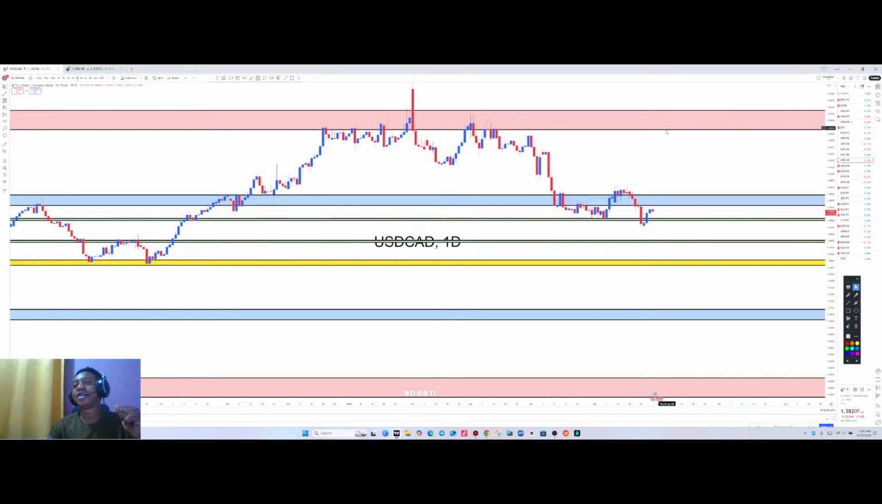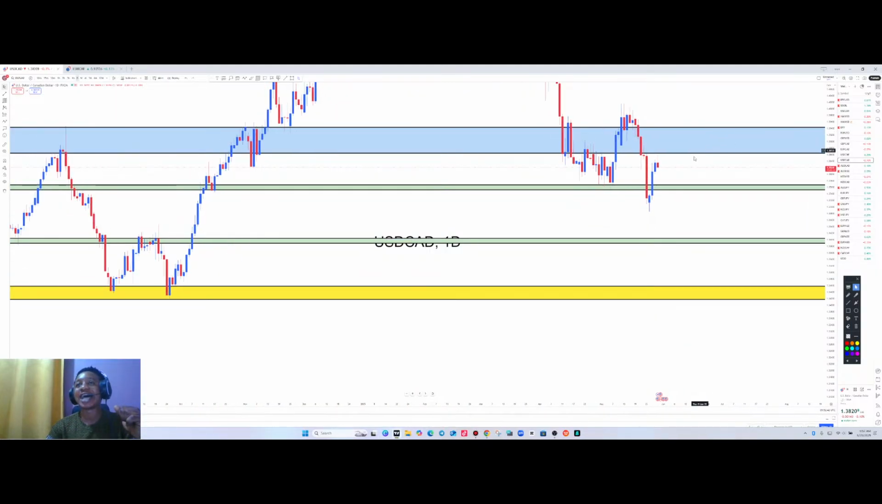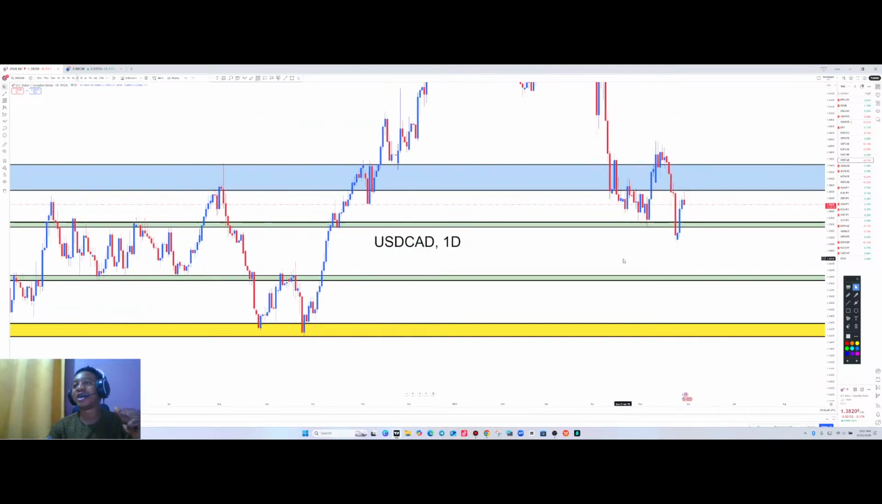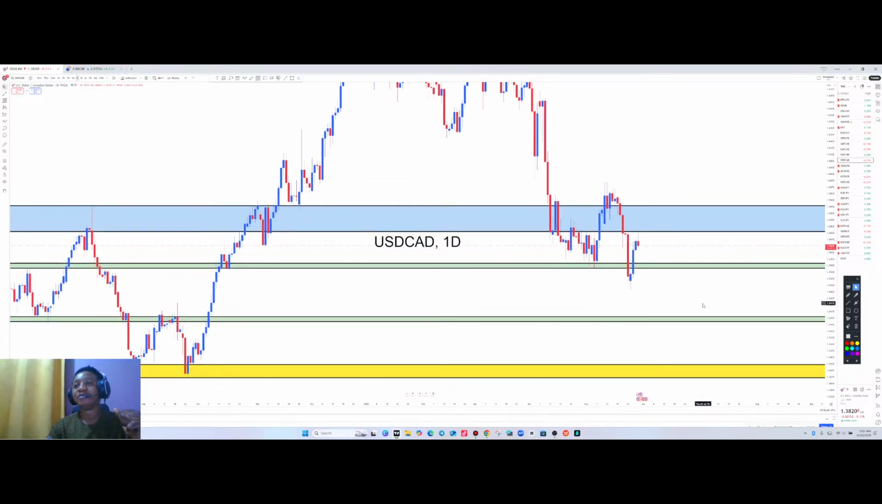Now, this is the daily time frame of USD CAD. What do we have here? We have a beautiful structure here. I'll explain. We have the daily upper and the daily lower zone. Price has broken structure on the daily and is going down. How did the price break structure? Let's explain it as well.